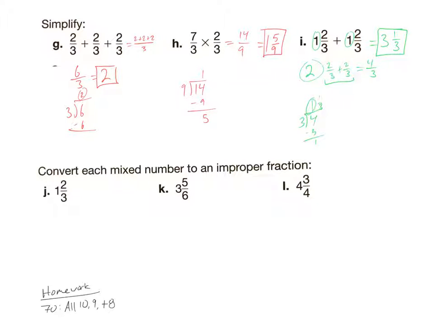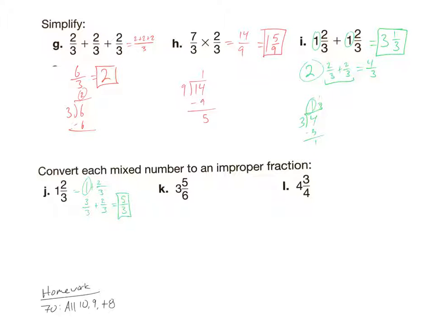Now, we're asked to convert each mixed number into an improper fraction. So now we're given a mixed number and we want an improper fraction. There's a couple ways you can think of this. You could think of this as being 1 plus 2/3 if you wanted. And then remember 1 we could rewrite as 3 over 3. That way they have the same denominator, and that's going to be 5 over 3.